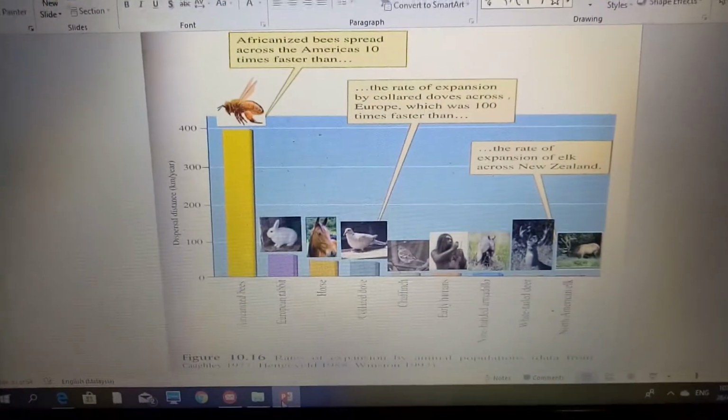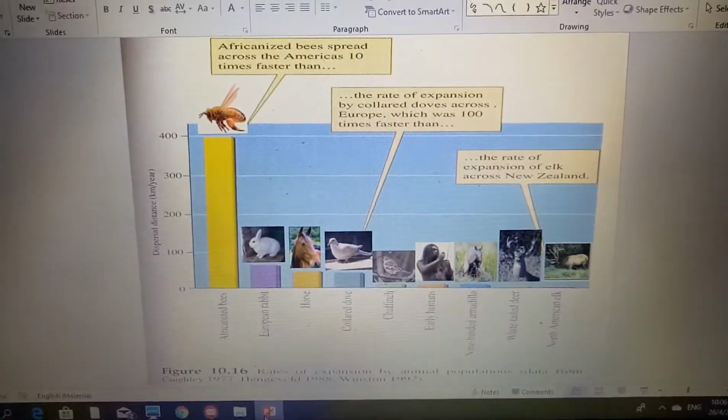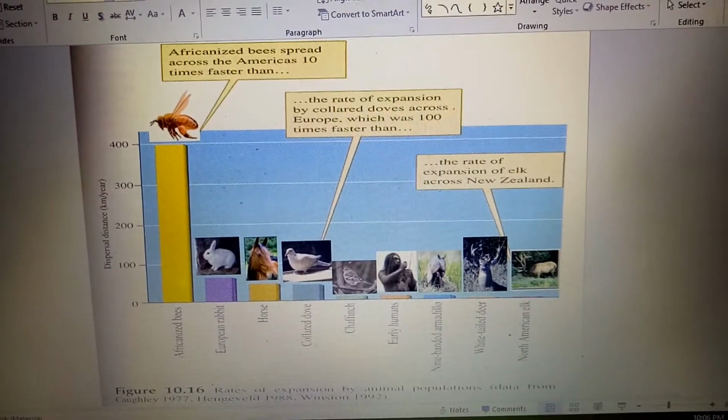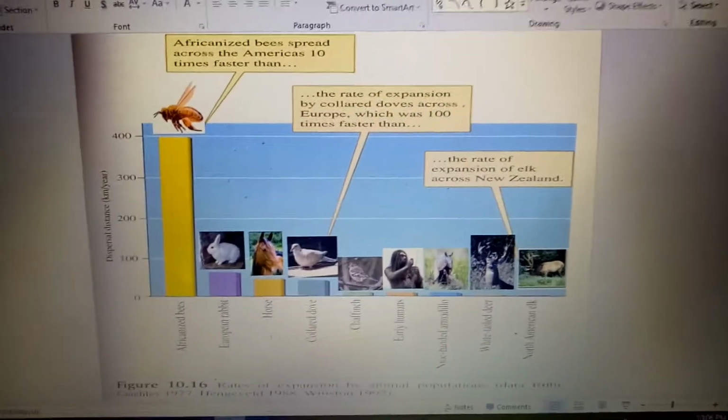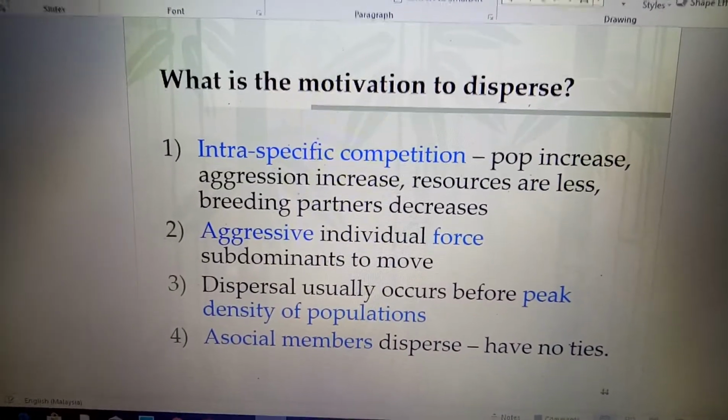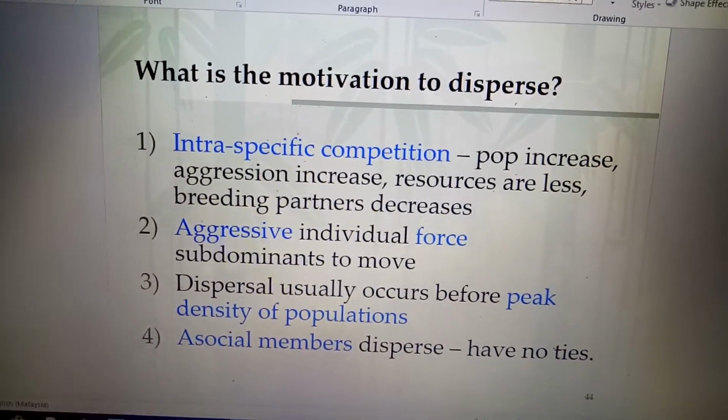Next one is again figure 10.16, the rate of expansion by an animal population. Okay, what is the motivation to disperse? Of course, there are 4 reasons here.